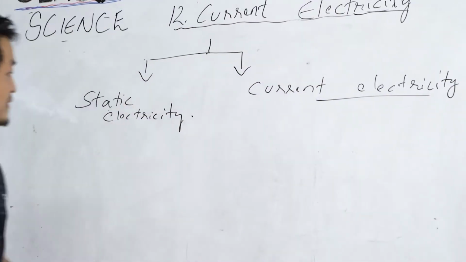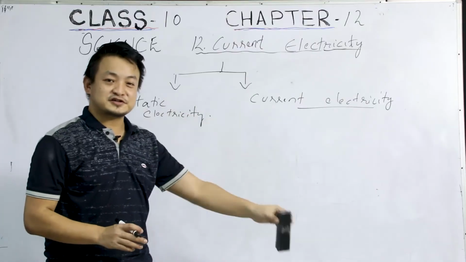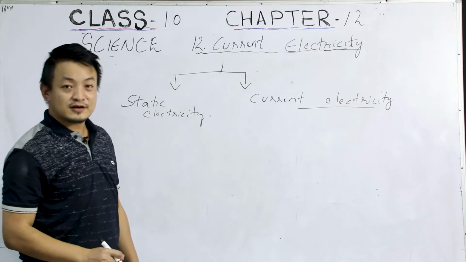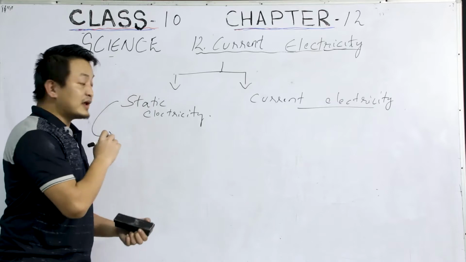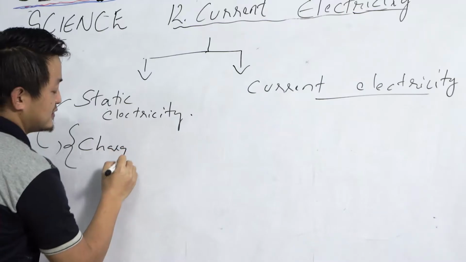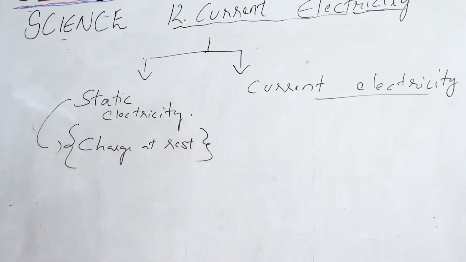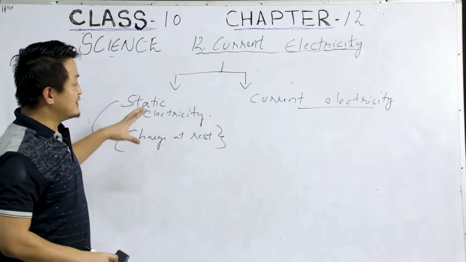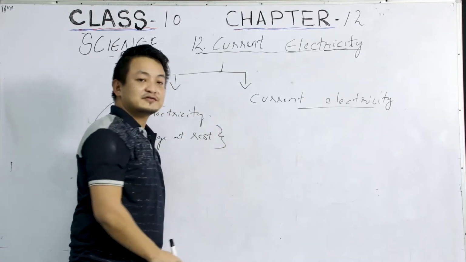Clear? Now electricity is all about the charge, the flow of charge. Without the flow of charge, there won't be any current. So it's about the flow of charge. Now static electricity means, in simple words, charge at rest. So we are not going to discuss this. We are going to discuss current electricity.